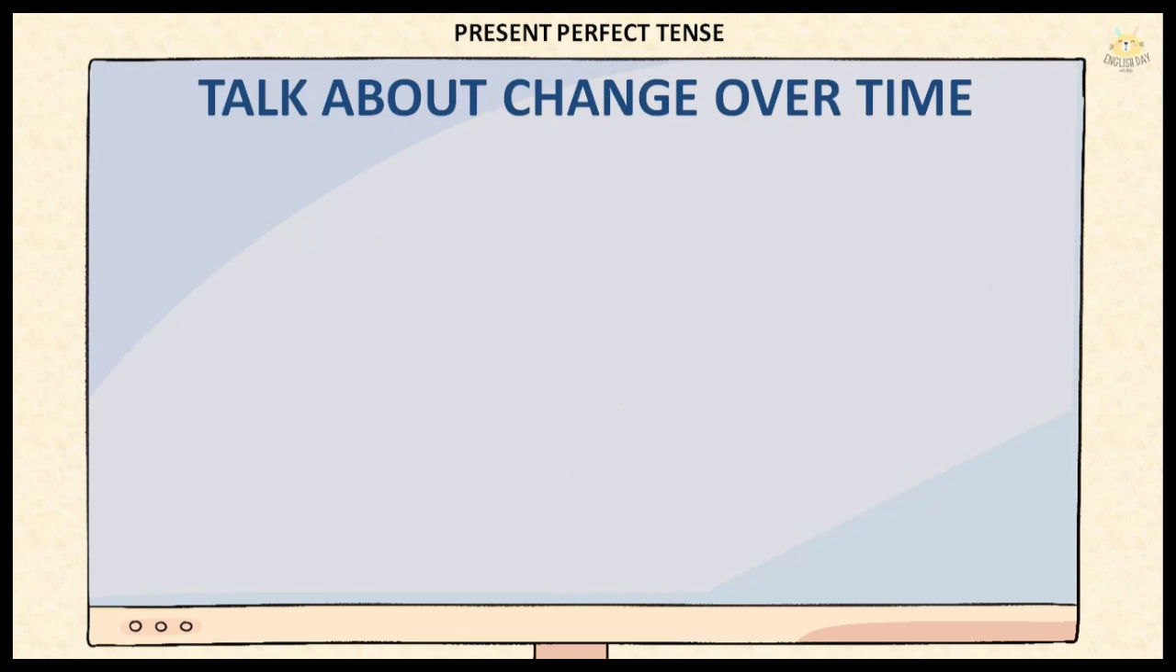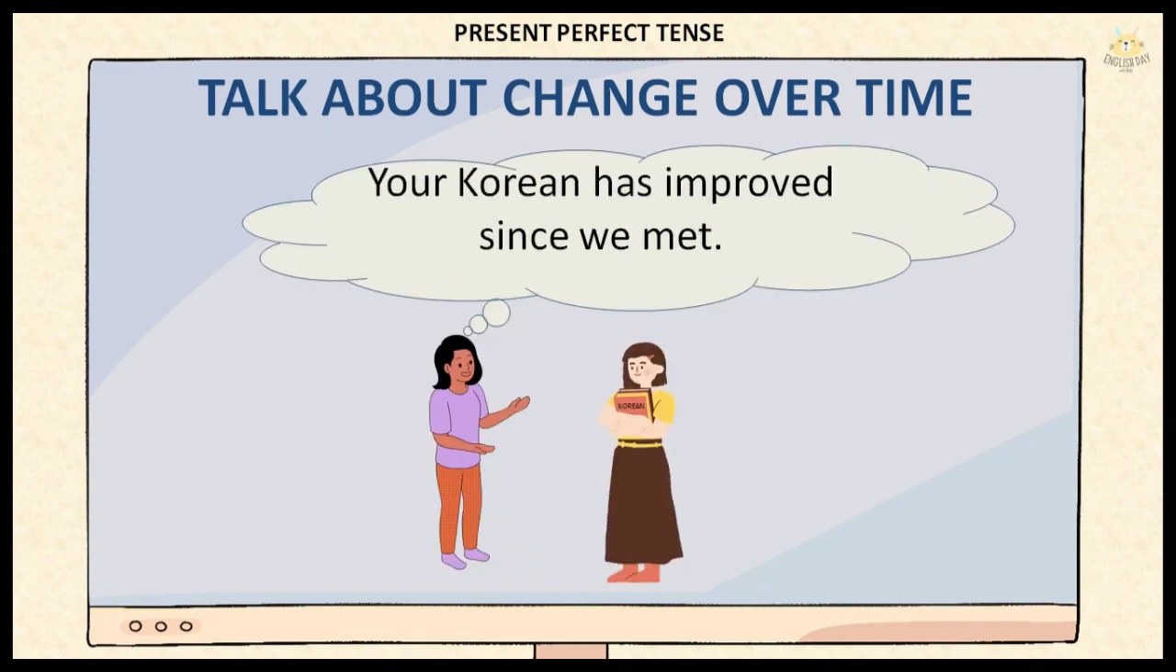Next, we can talk about change over time with the present perfect tense. For example, your Korean has improved since we met. So in this sentence, we are saying that the subject couldn't speak Korean very well at the beginning, but as time went on, she or he has now become better and can communicate using the language much better.